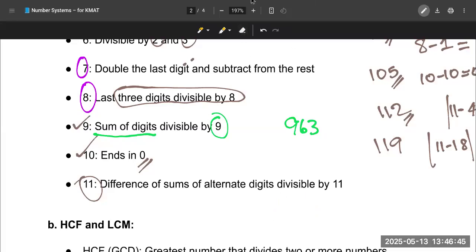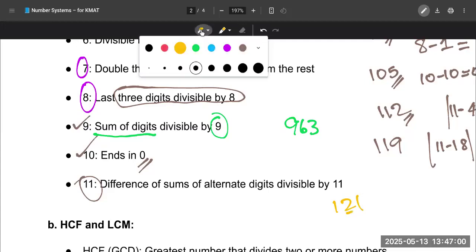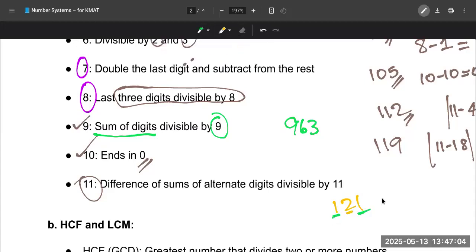Okay, tell me a number which is divisible by 11. 121. Okay. And in 121, alternate digits 2 and 1 plus 1, so 2. 2 minus 2 is 0. So either it should be 0 or divisible by 11.